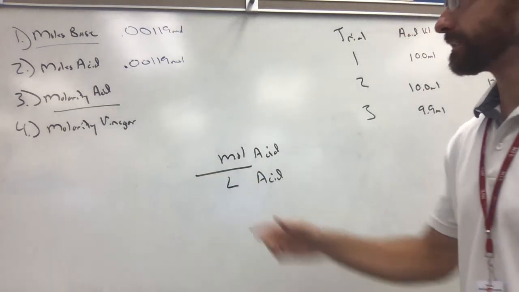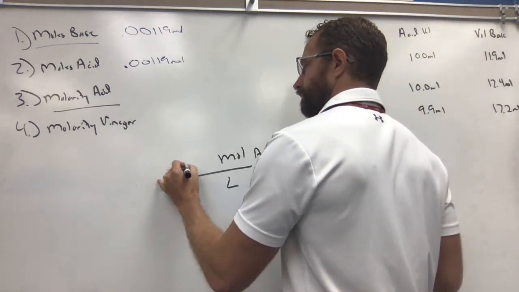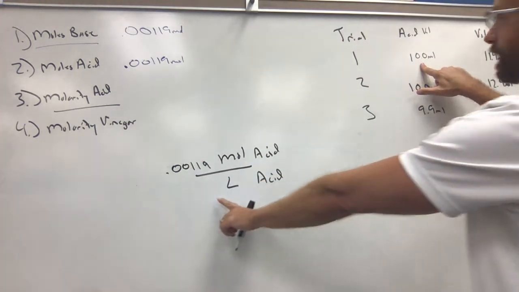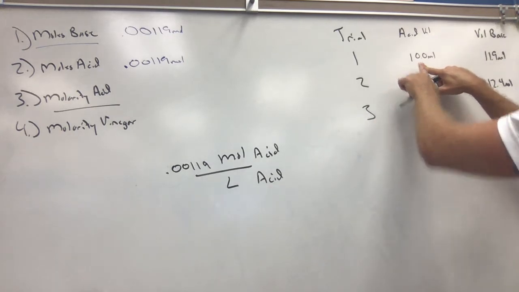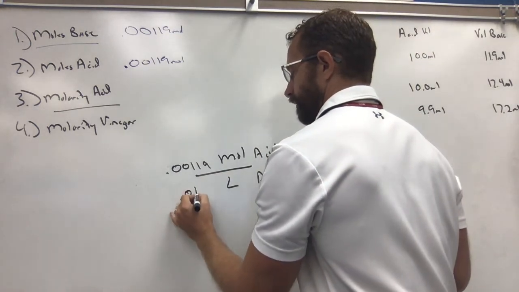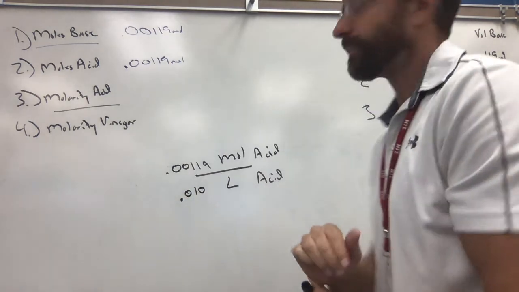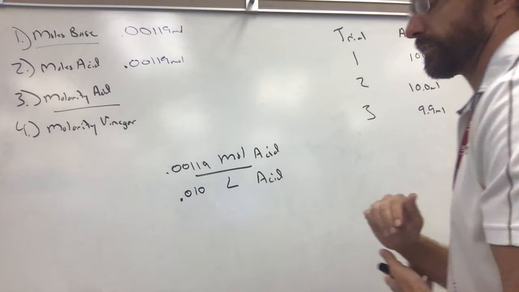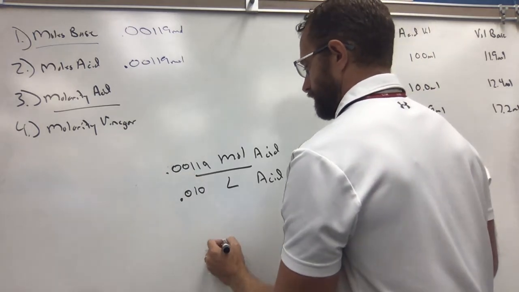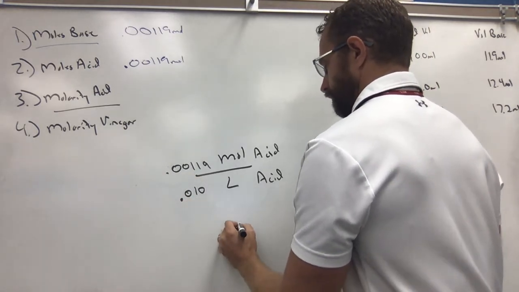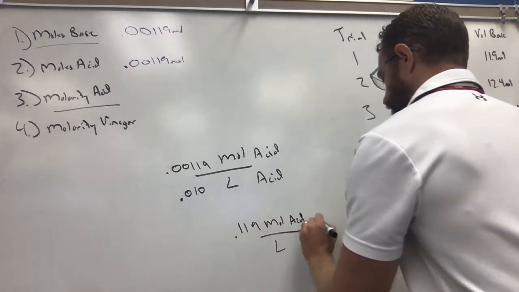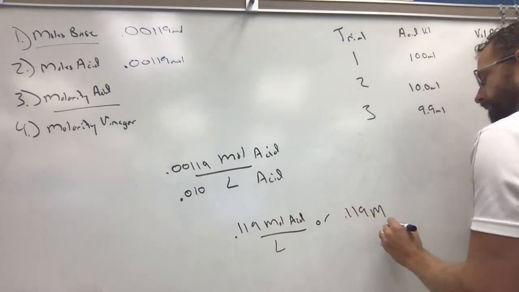So I'm just going to take my moles of acid, which I just calculated, 0.00119 moles of acid, and I'm going to divide it by my volume of acid. But not volume in milliliters, volume in liters. So again, I move my decimal point 3 places. So my volume of acid is 0.01 liters of acid, if this is the volume you used, right? If you used a different volume, you'd use the volume that you had. So then we move my decimal point 2 places, and it's 0.119 moles of acid per liter, or 0.119 molar for my acid.